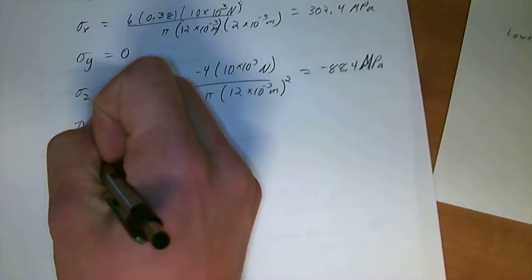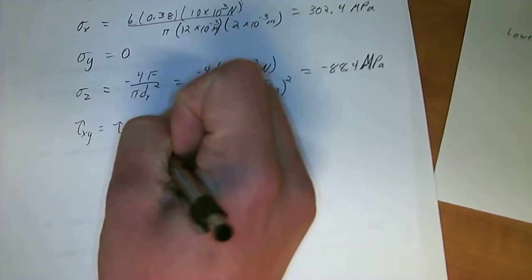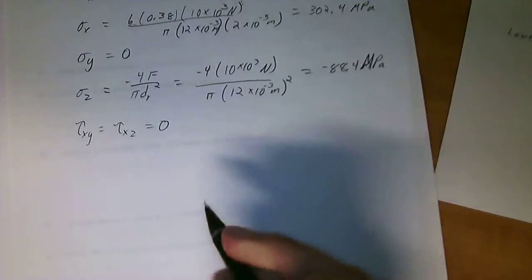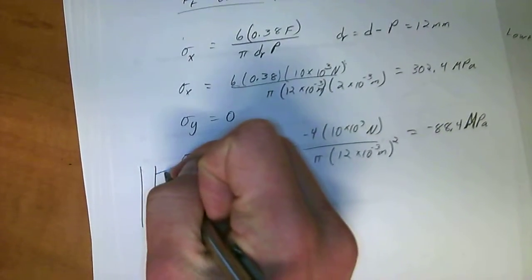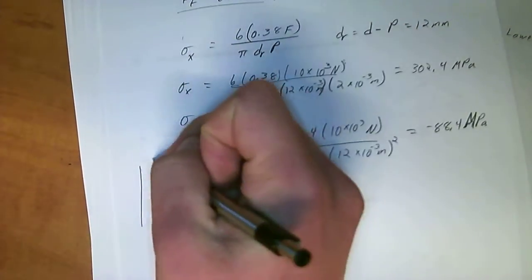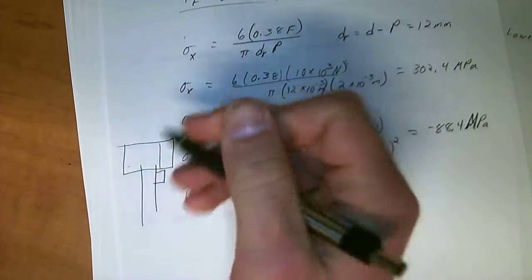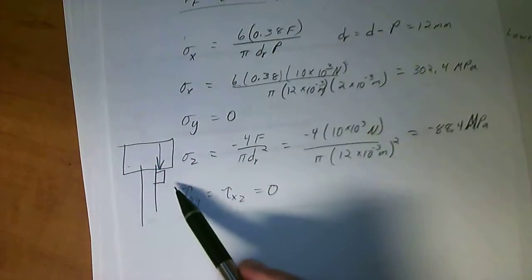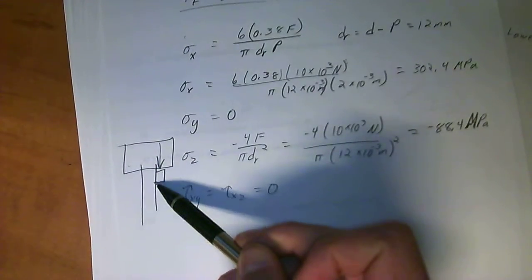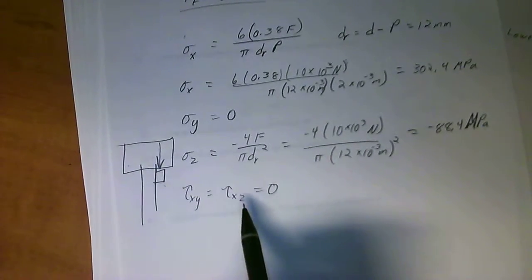Now tau xy is equal to tau xz, and they are both equal to 0. Because, let me draw this out here. If you've got a screw and you've got a thread sticking out the side, and it's got a collar sitting on it here somehow, something like that, it's got a force acting down on it right here, so it only has shear in the one plane right here. So that's why tau xy and tau xz are equal to 0.